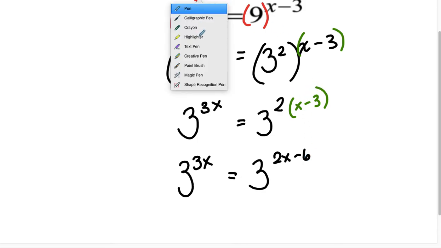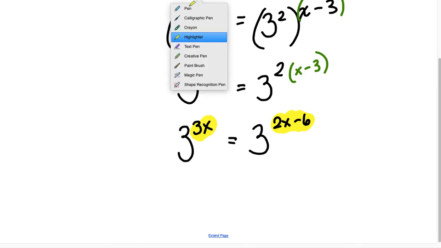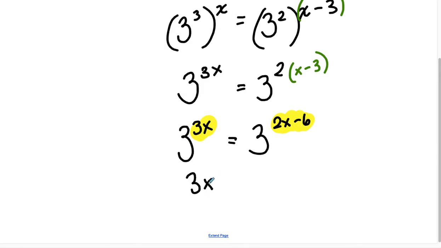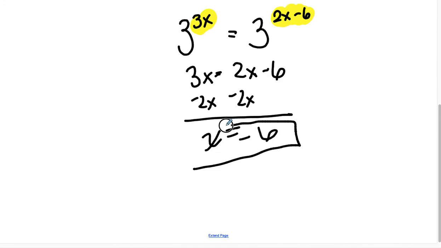Okay, so now that we have the same bases, sorry about that, that's my alarm, we are going to set my exponents equal to each other. So we have 3x is equal to 2x minus 6. Then we want to subtract 2x from both sides. Now this is a linear equation, so no need to use any type of formulas. So this becomes 1x is equal to negative 6. And that is your final answer: x is equal to negative 6.